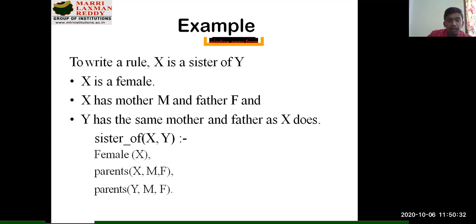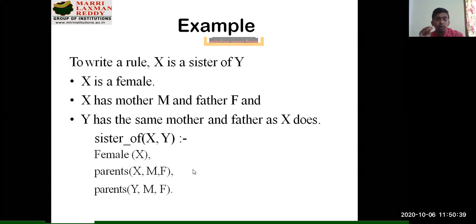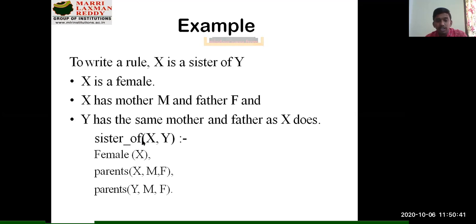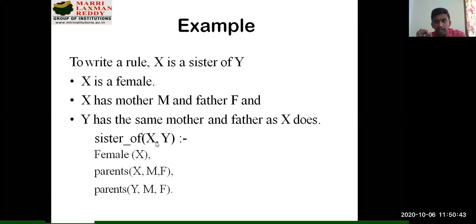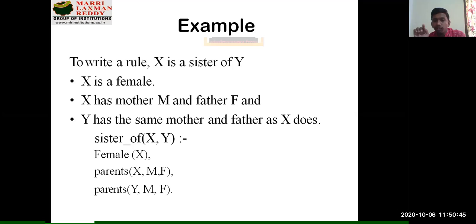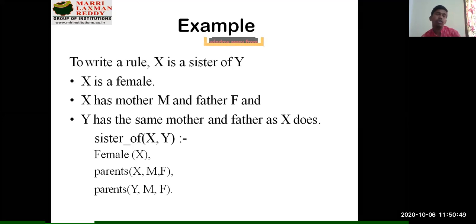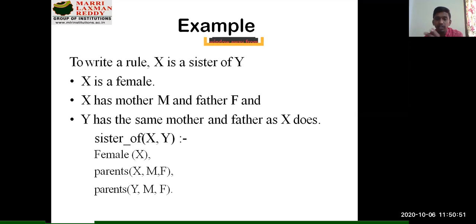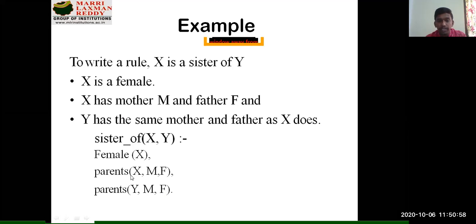Now I am trying to write a rule for the given statements according to the Prolog language: sister of X comma Y if female of X, parents of X are M comma F, and parents of Y are M comma F. This complete statement we can write as a single statement.